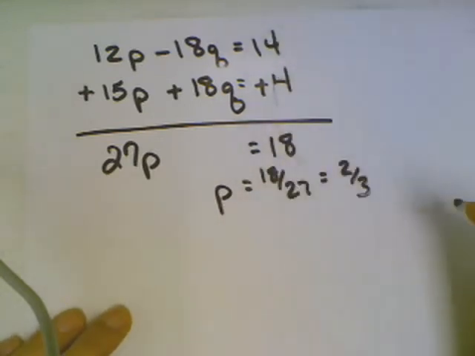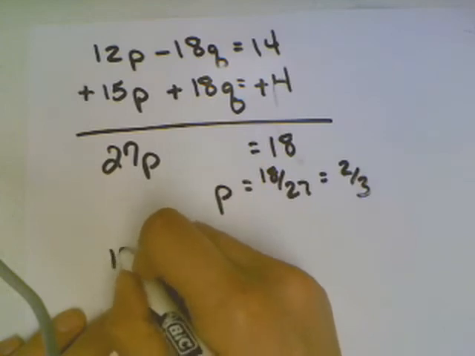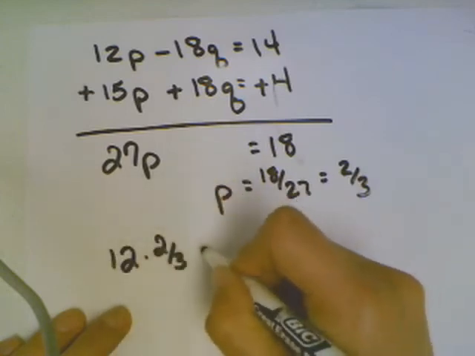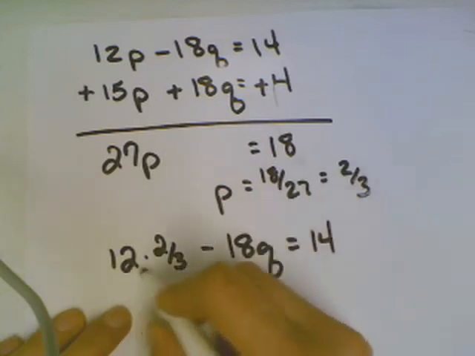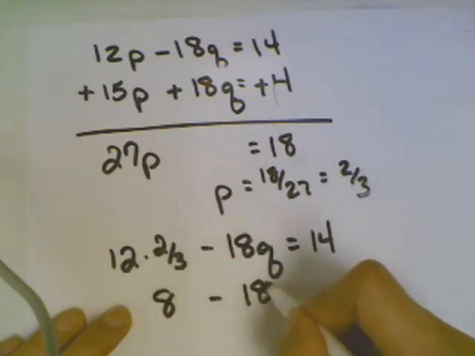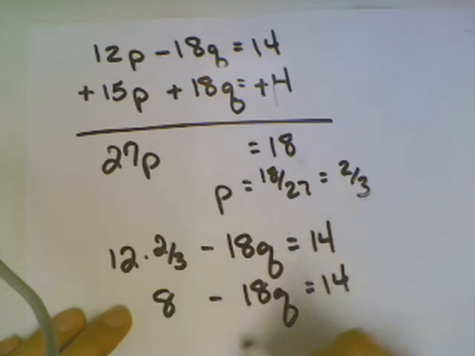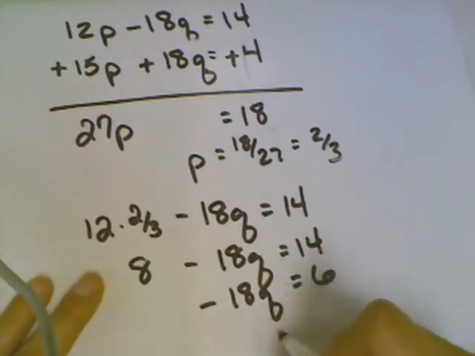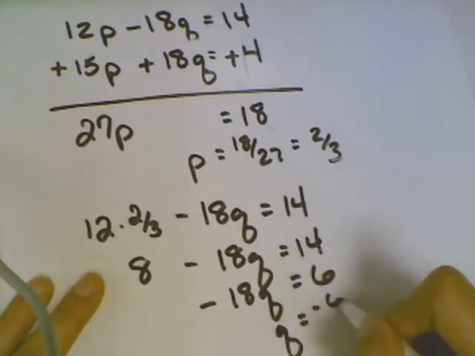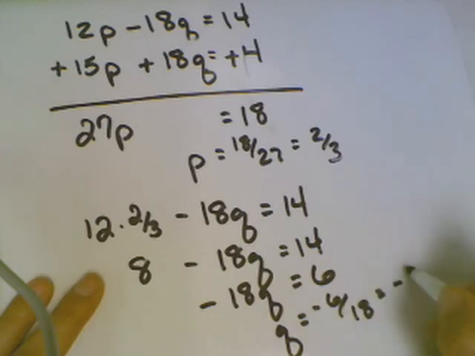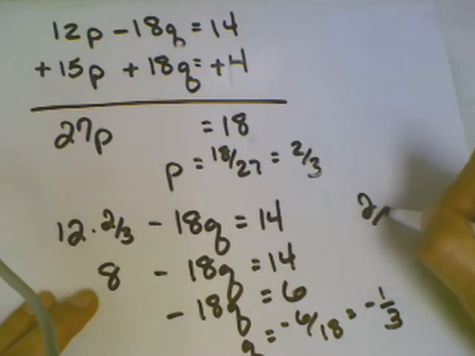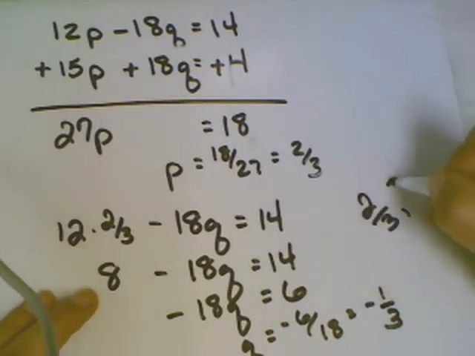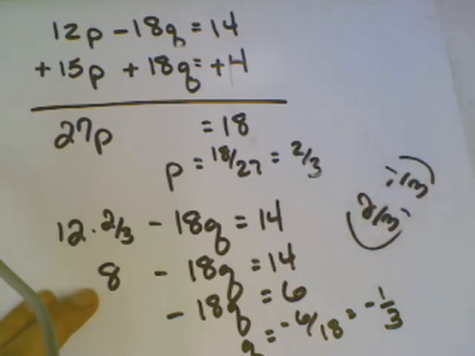Plug p back into one of the equations up here to solve for q. 12 times 2/3, that's p, 2/3, minus 18q equals 14. Well, this is 8. So I subtract 8, get 6, divide by -18, and I'm going to get -6 over 18, which reduces down to -1/3. So my solution here, p comes before q alphabetically, so 2/3, -1/3.